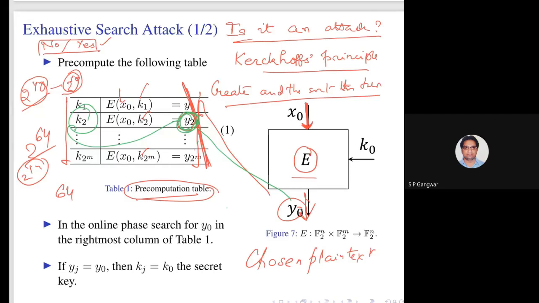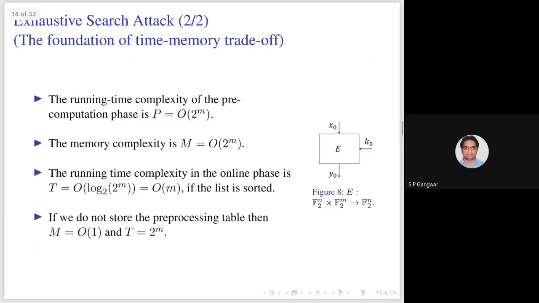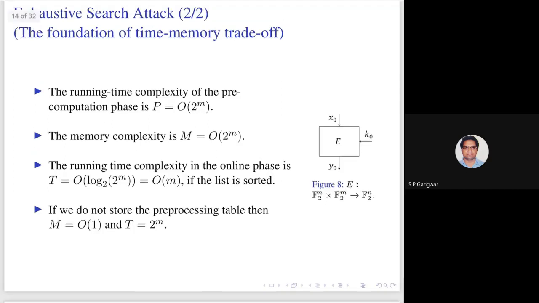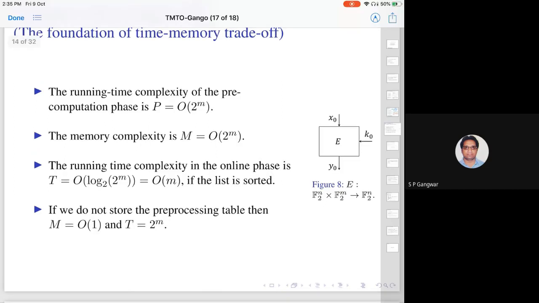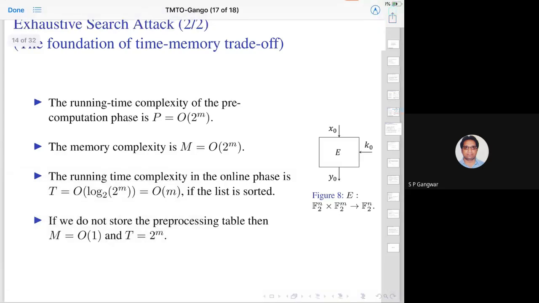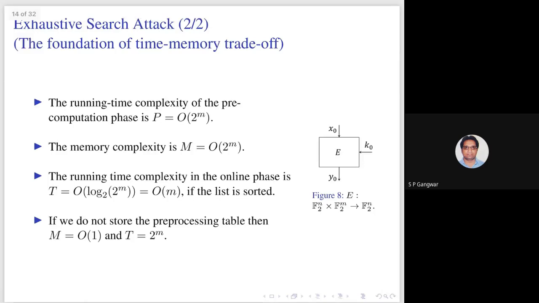Here we see that we have a situation like this: we have a pre-computation of 2 to the power n that we cannot do anything about. This is huge, but it is one time.